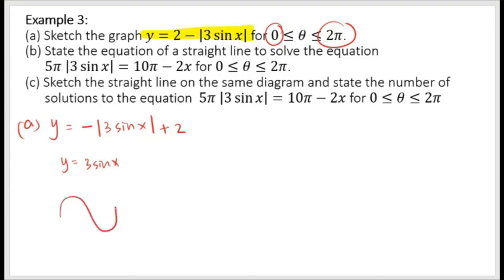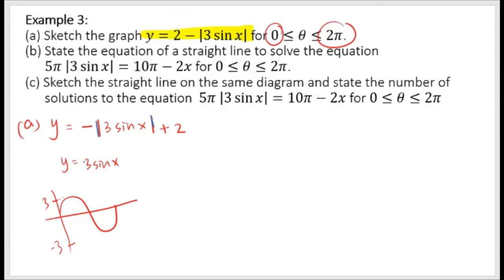Sine x is like this. This is sine x. Because the inside has no value, it means one cycle only. So it's in this form. Then after this, 3 sine x, 3 means the amplitude. The amplitude is 3, negative 3. This is y equal to 3 sine x. Then after this, you put the modulus. You have to do the modulus first before you go to the negative, because the negative is outside of the modulus. So the second step is we do the one in the modulus.